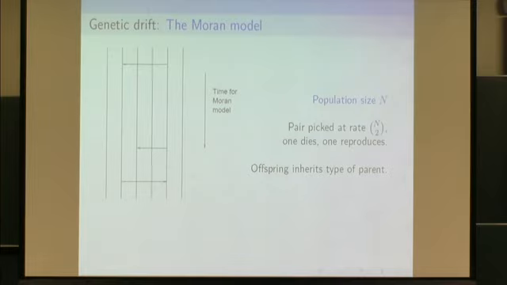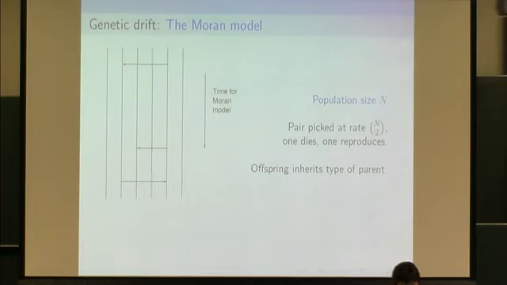And we usually represent this as follows: here's the beginning of time for my Moran model, time moves down, and we represent individuals just by lines, and reproduction events are represented by arrows. So at this reproduction event, the individual at the tail of the arrow produced an offspring which displaced the individual that was sitting at the tip of the arrow. Okay, that's what that picture is meant to represent. And offspring will inherit the type of their parent.